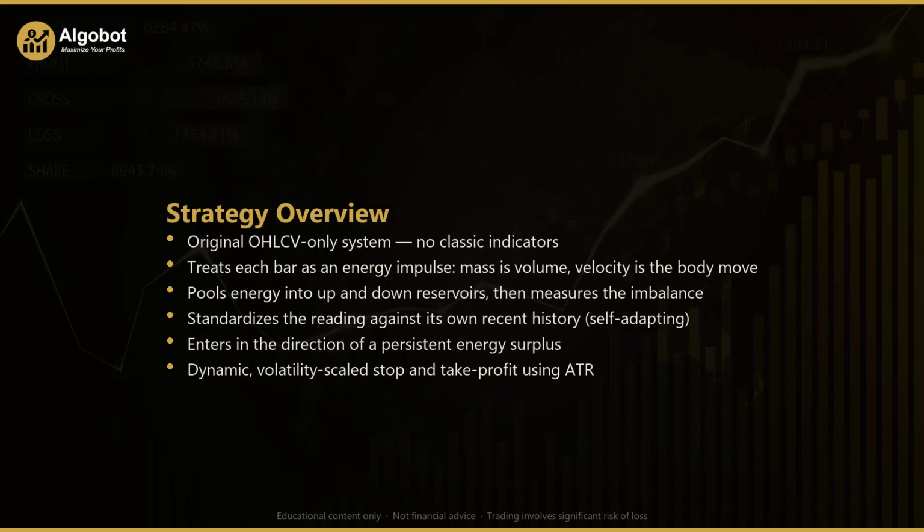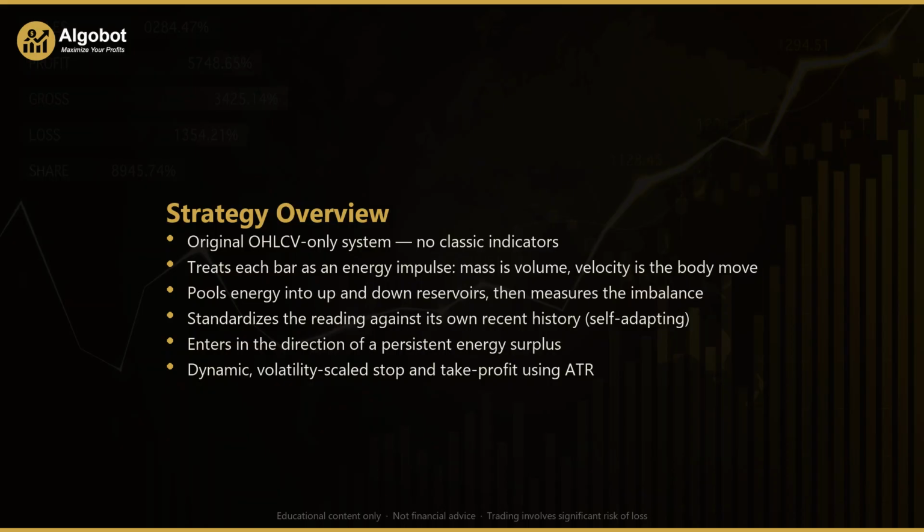Over a rolling window of the most recent bars, the strategy pools all that energy into two reservoirs, one for up-closing bars and one for down-closing bars, and then measures the imbalance between them. That imbalance is the asymmetry reading. Importantly, this is not the same as net price movement. A market can grind slowly higher on many small, quiet up bars while a handful of heavy, forceful down bars quietly dominate the energy pool.